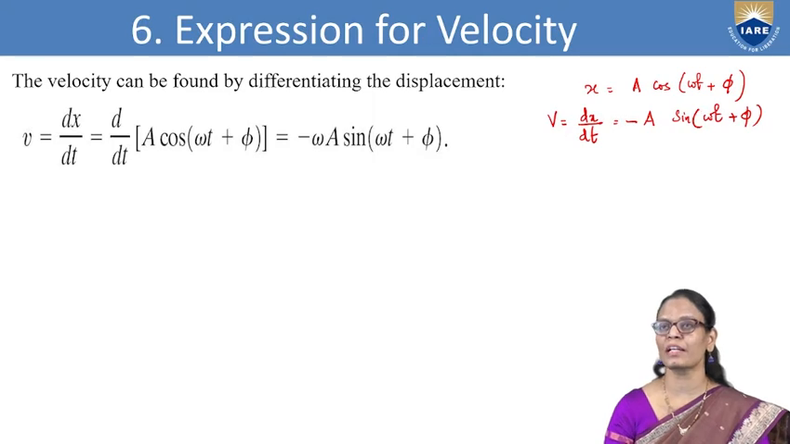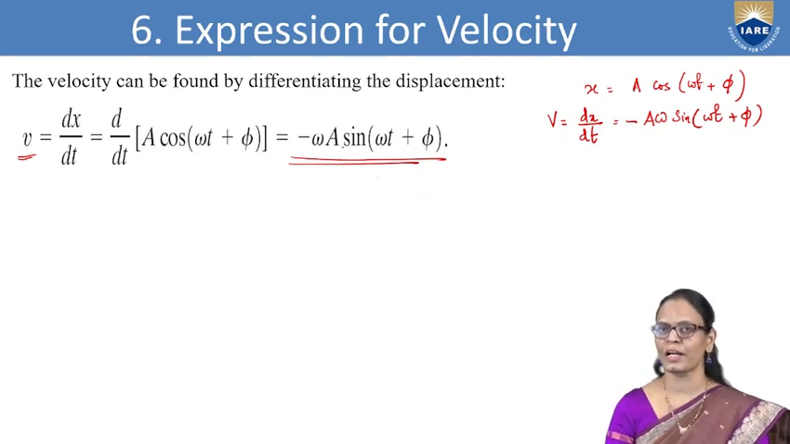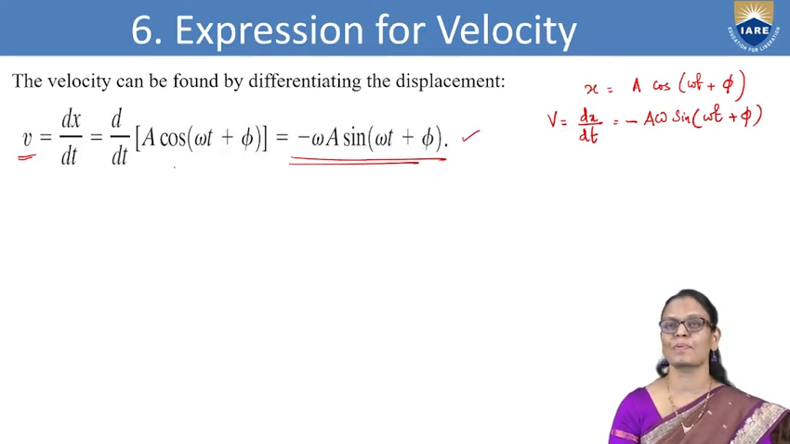And for omega t we get omega. So we get minus a omega sine(omega t plus phi). So the expression for velocity is given by minus omega a, or a omega, both are correct, sine(omega t plus phi). So this is the expression.